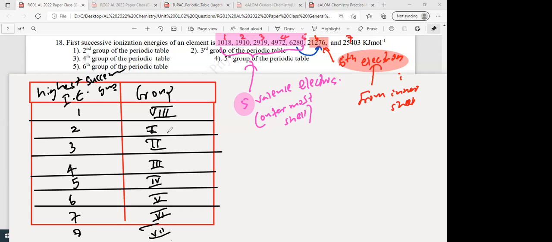Then again you get the same cycle. So this is also a bit important. Please copy down this. So therefore first ionization energy highest is group 8 top. Group 8 top. Helium.